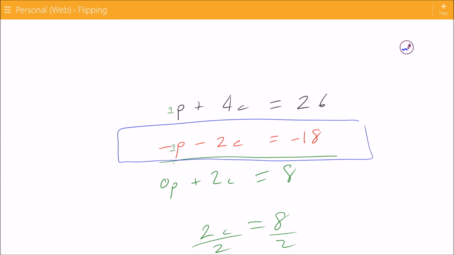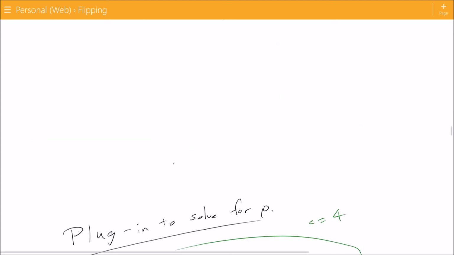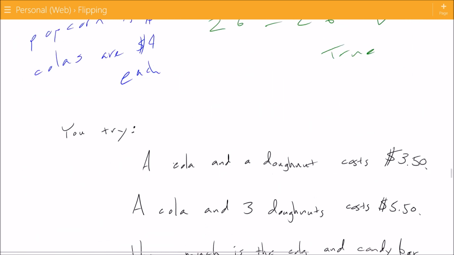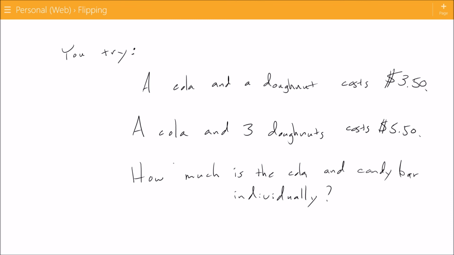And this is called the elimination method. There's a few ways to solve these. But this is the elimination method of solving systems of linear equations, because you're eliminating one of the variables. So what I would like you to do is try one of these so that we can talk about that.